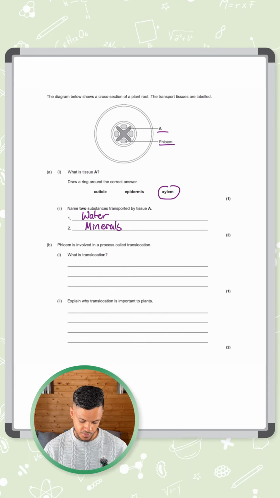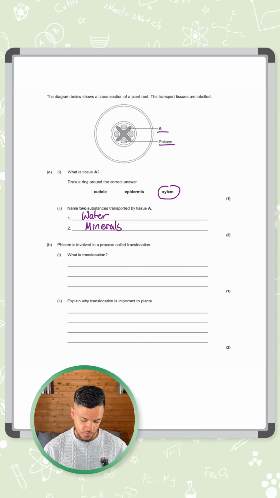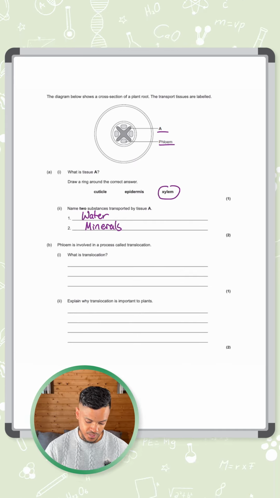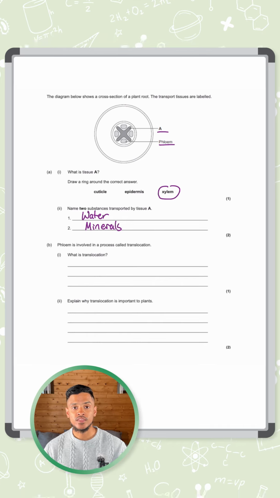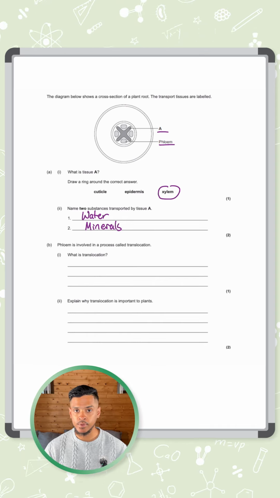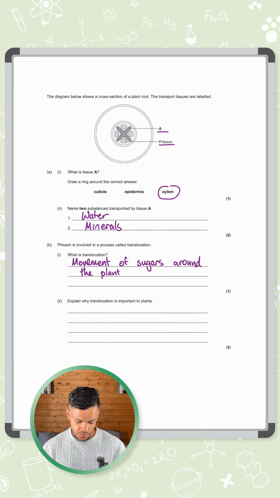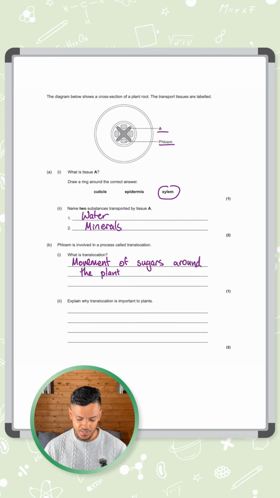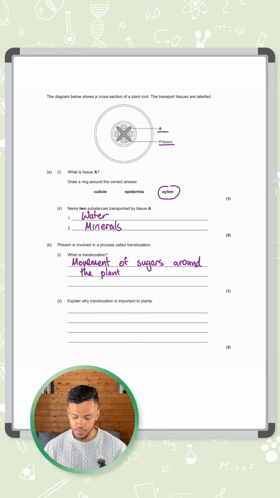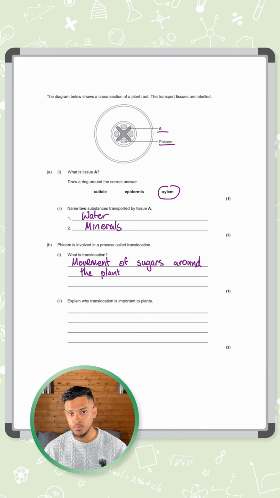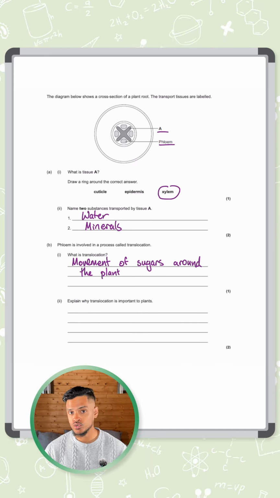Then part B of the question is all about the phloem. Phloem is involved in a process called translocation. What is translocation? Translocation is literally the movement of sugars around the plant. And then the last part says, explain why translocation is important to plants. So the first part is okay to just write 1 point, you get 1 mark there. This is a 2 marker, we need to really say 2 points here.